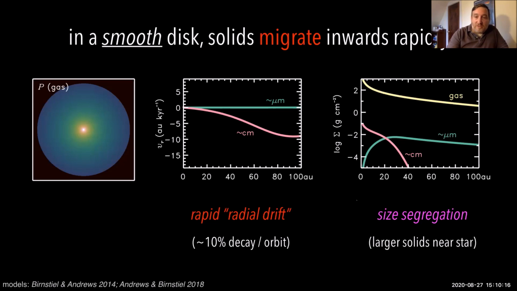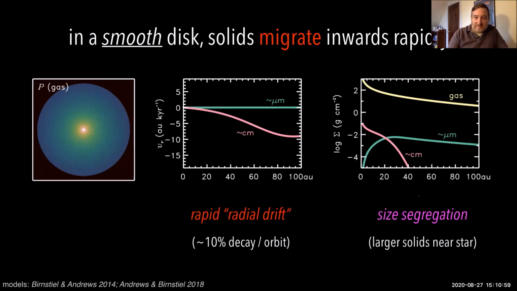So the outcome of this is that you get this radial size segregation on short time scales, where you preferentially have larger solids near the star, smaller solids farther from the star. So what happens is, on a very quick time scale, much, much shorter than the lifetime of the gas disk, all of the large solids have migrated into the inner 10 AU or so, right? And it's impossible to really form planetesimals at, say, Neptune's orbit or something like that.